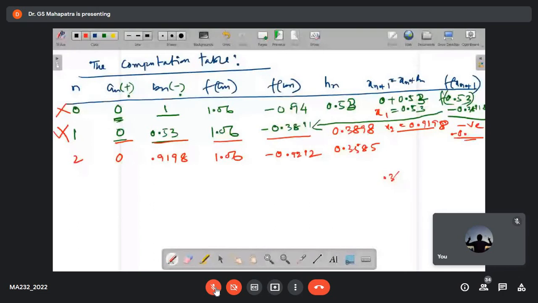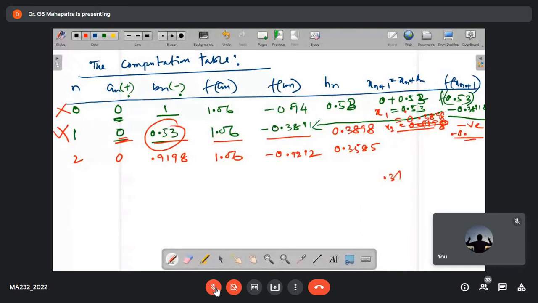So it should not be 0 plus. It should not add with this one. Okay, it should add with this one only. So 0.53, then 0. It should be 0.31. Okay, 0.38. Also that one will be negative only. Okay, 0.3898.